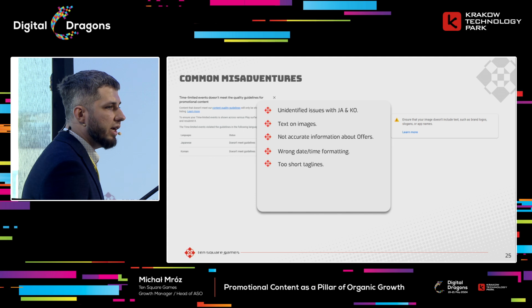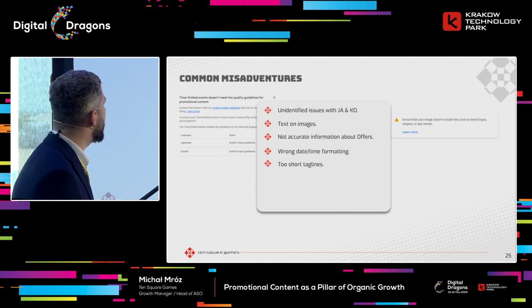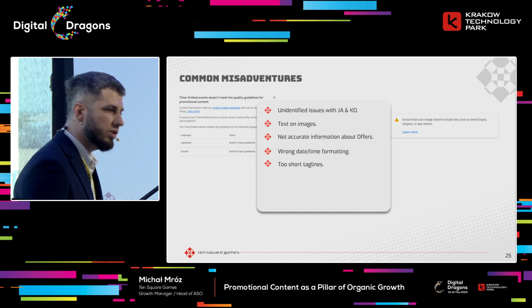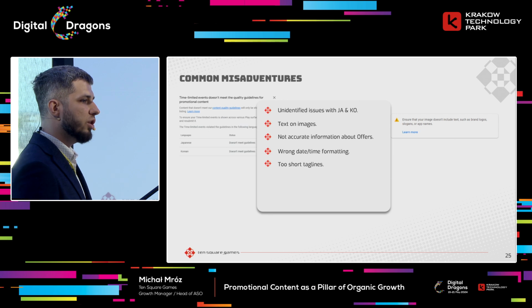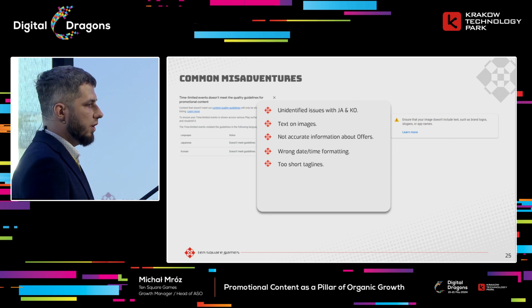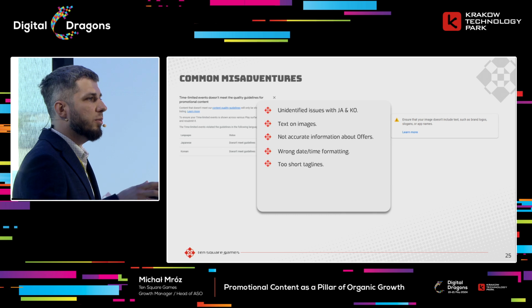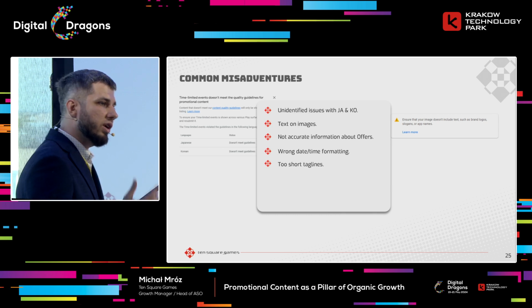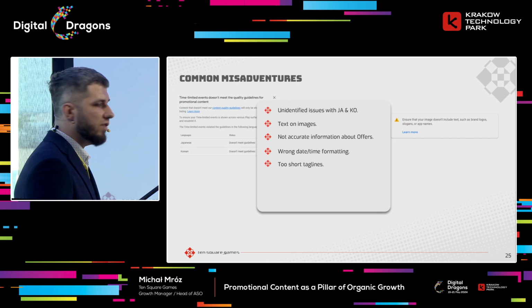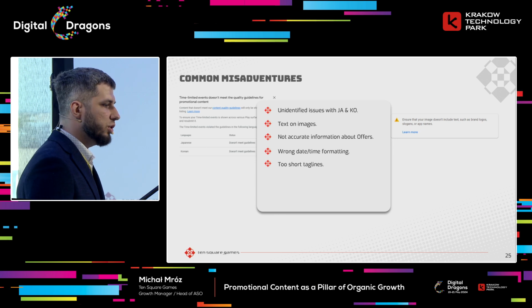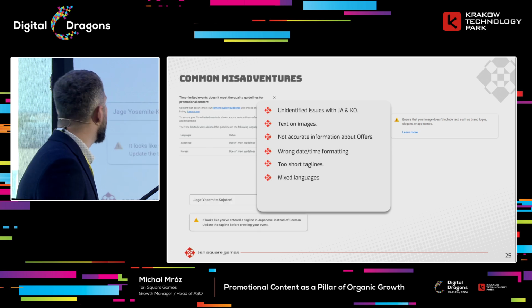Then, too short tagline. It happens mostly for Japanese, Korean, and Chinese languages because they are by nature a bit shorter. So if you have taglines, think about filling them with the whole 80 characters, or create something specific for Japanese, Korean, and Chinese, because otherwise you might see this warning, and then your visibility for users of these languages can be limited.